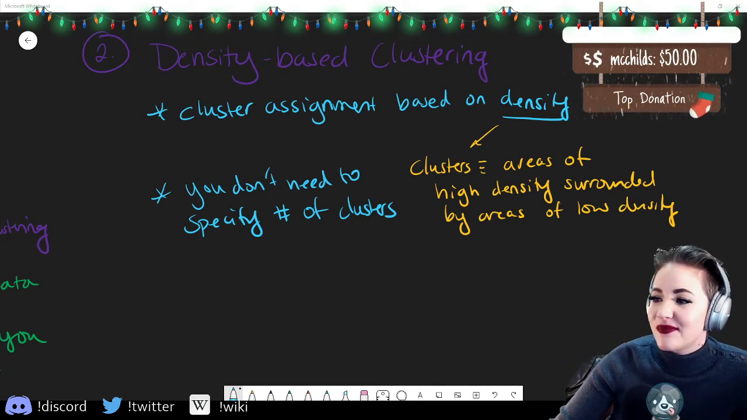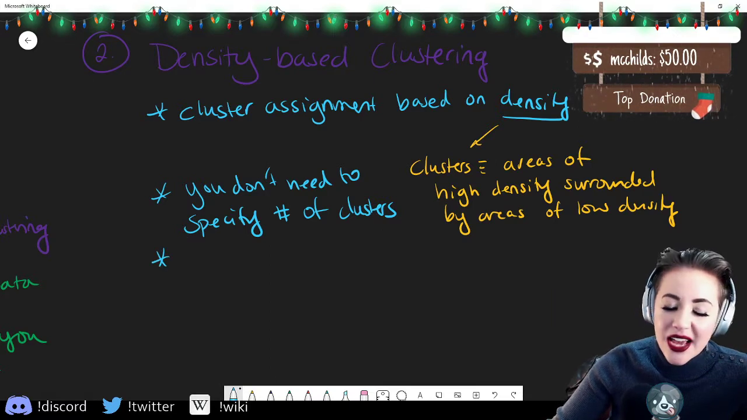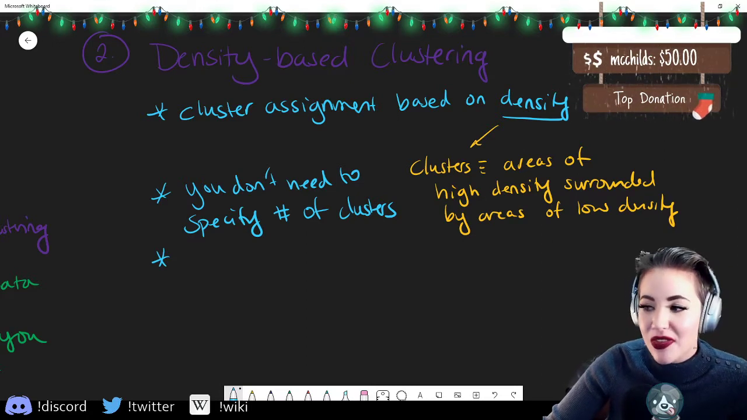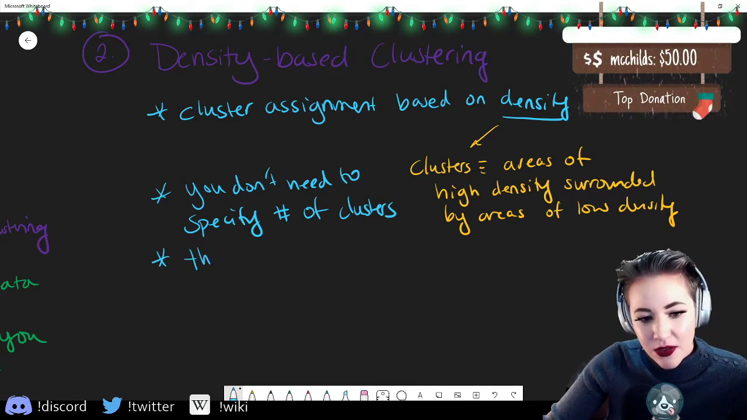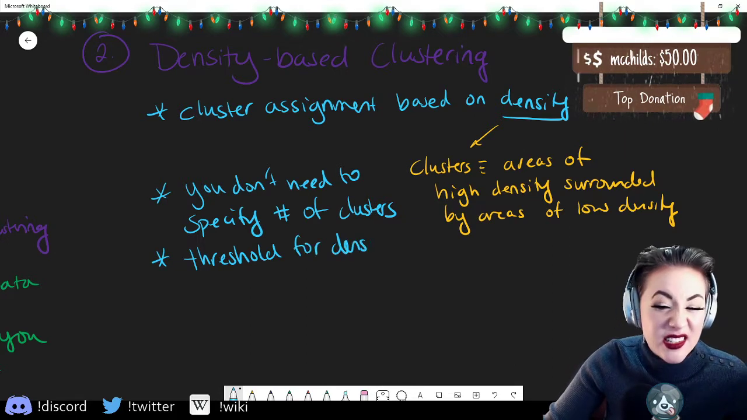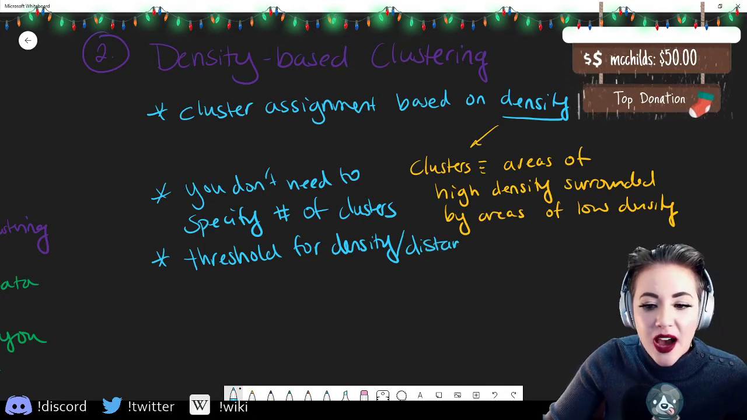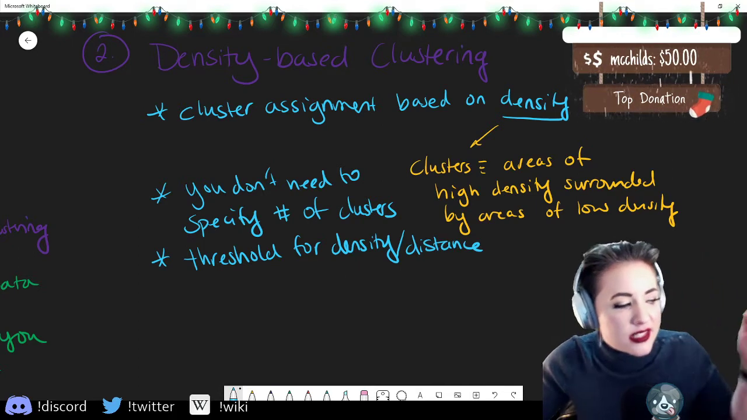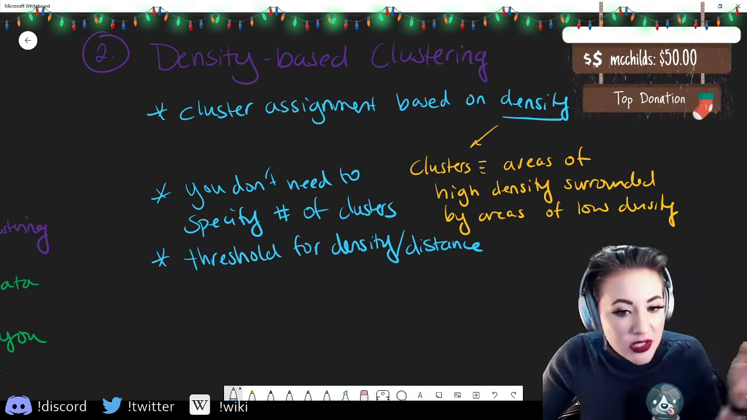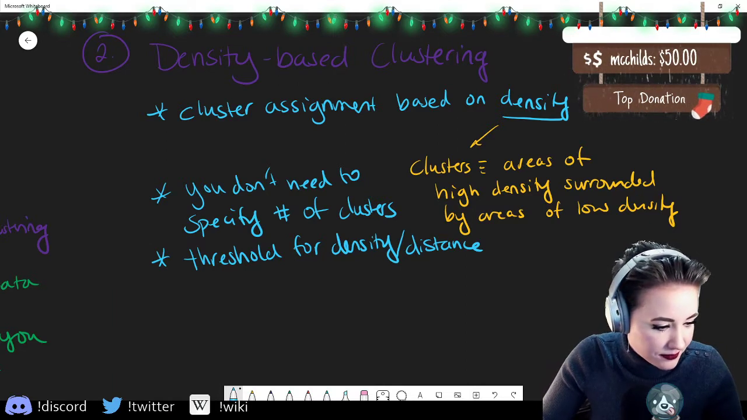All right. Okay. Instead of specifying the number of clusters, you know, every model has tunable parameters. In this case, our tunable parameter, the thing that we can control, is the threshold for density or distance. So we kind of can say, hey, this is how far out from the cluster you can be and still be part of the club. That's what you can tune here. And then this model goes and finds you all the clusters.